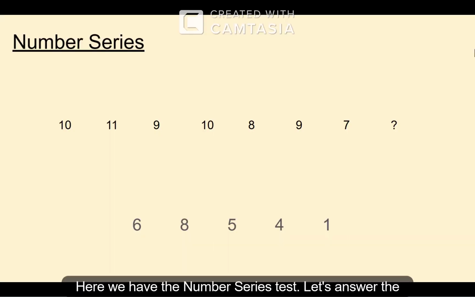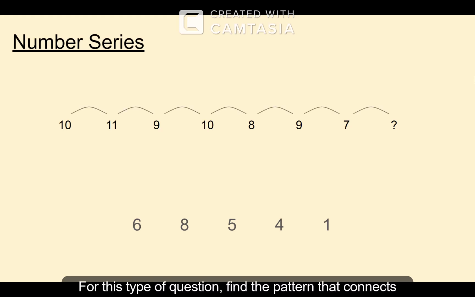Here we have the number series test. Let's answer this sample question. Look at the series of numbers in the top row. What is the rule that the numbers in the series follow? For this type of question, find the pattern that connects the numbers. The pattern may be the same, such as adding 2 to the number before it to get the next number. Or in this case, you see the numbers are fluctuating from higher to lower.